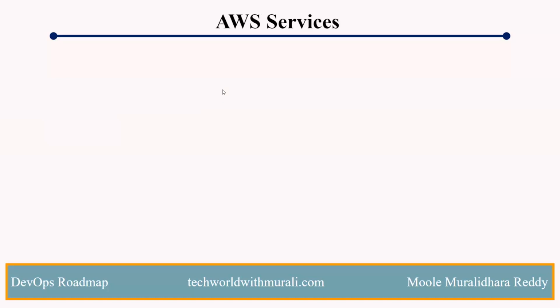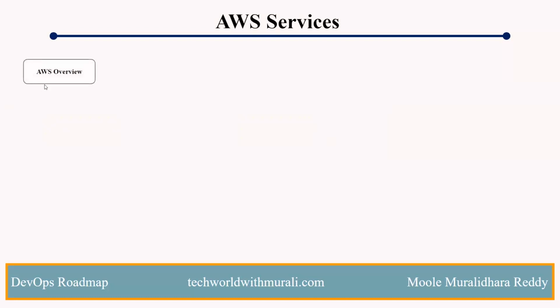Remember, in AWS we have different services, almost 150 plus, but you don't need to learn all of them. As a DevOps with cloud engineer, you should learn at least 10 to 15 services. I'm going to display them here. These services are mandatory if you want to become a DevOps and cloud engineer.